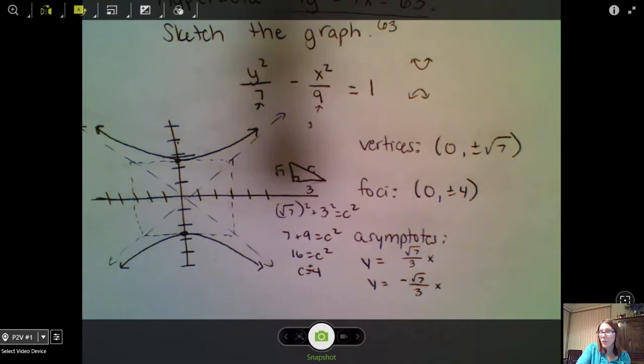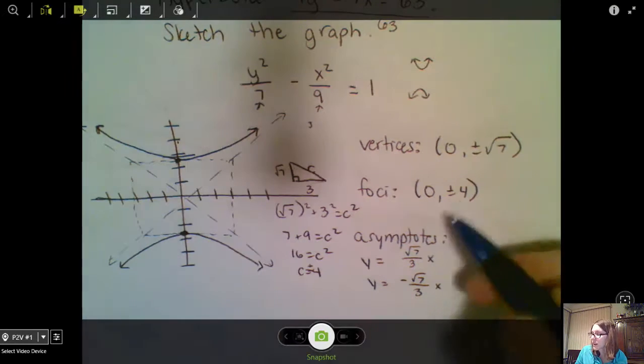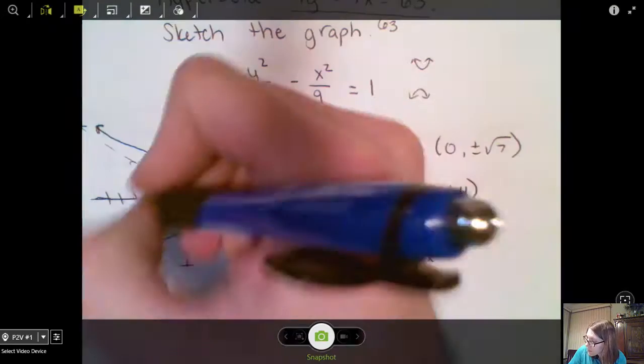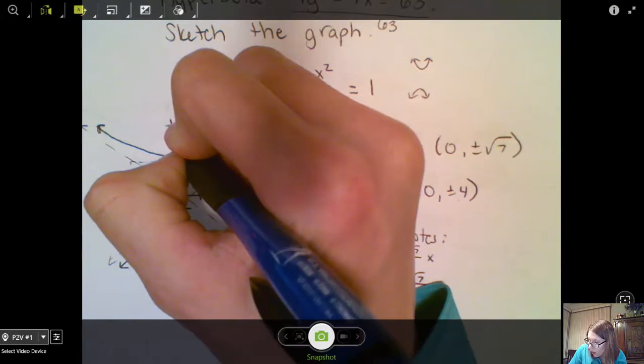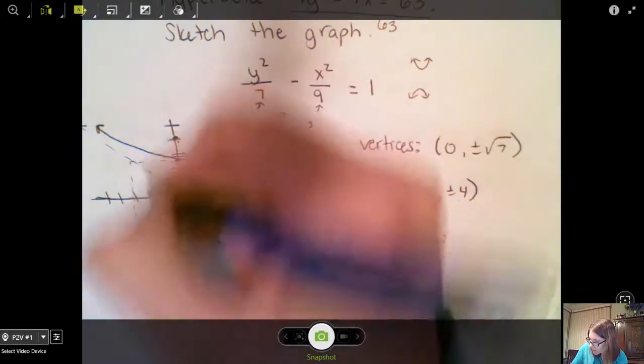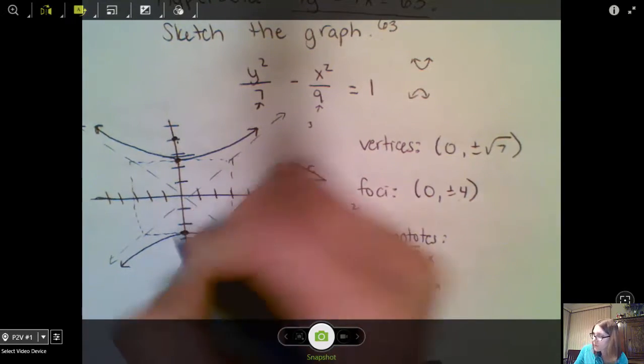All right, we got a lot of stuff going on there. I guess really last thing is to make sure you have that point plotted. 0, 4, 0, -4 are our foci.